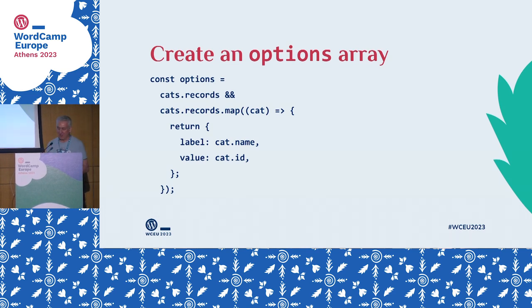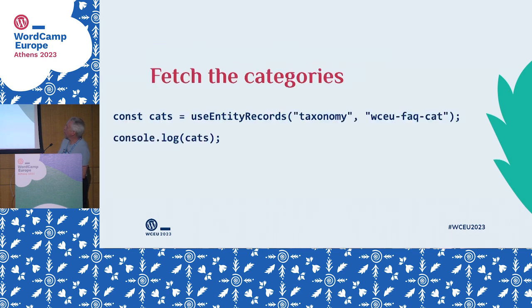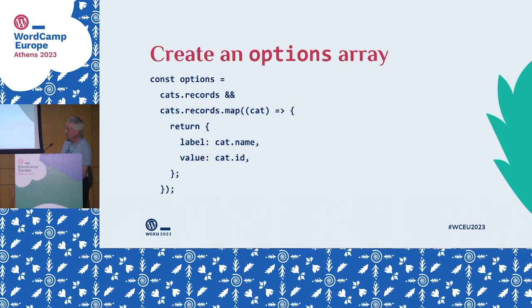Sorry. Right. So as I said, this block of code can go anywhere in your edit function, so long as it's after the call to useEntityRecords to get the taxonomy and before the return.